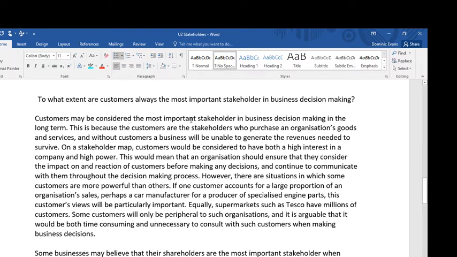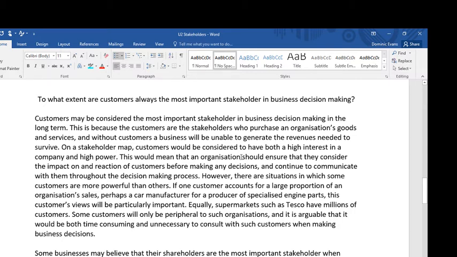So customers may be considered the most important stakeholder in business decision making in the long term. That's a very clear statement, and it's signposting the examiner to my conclusion. This is because the customers are the stakeholders who purchase an organisation's goods and services. Look, there's a definition. And without customers, a business will be unable to generate the revenues needed to survive. Okay, fairly basic point. On a stakeholder map, the customers would be considered to have both a high interest in the company and high power. So I've brought in the concept of stakeholder mapping to back up what I'm saying.